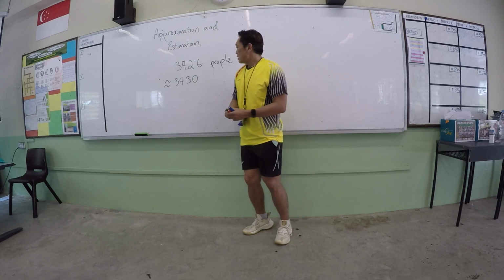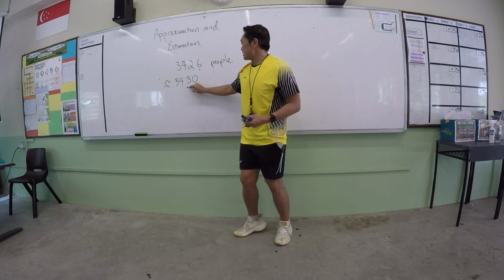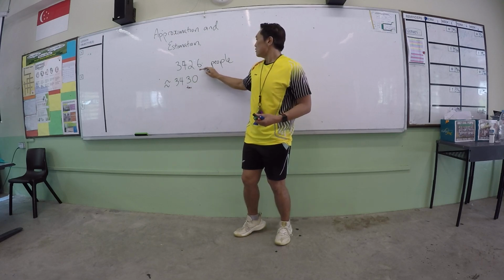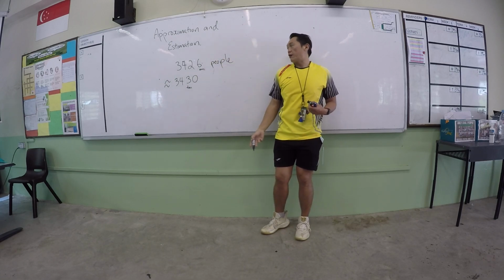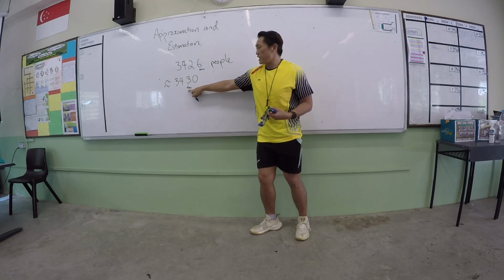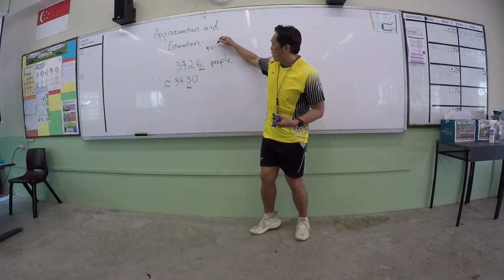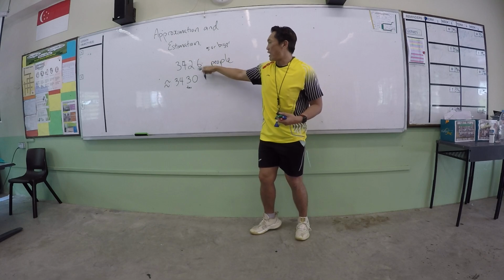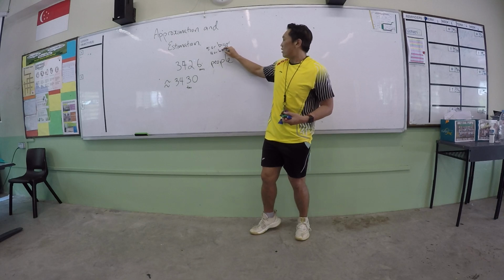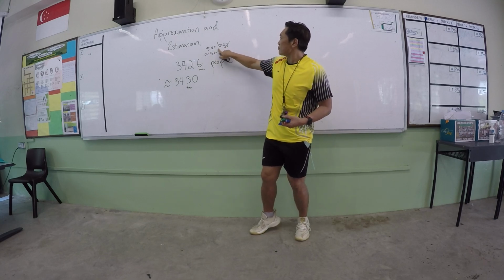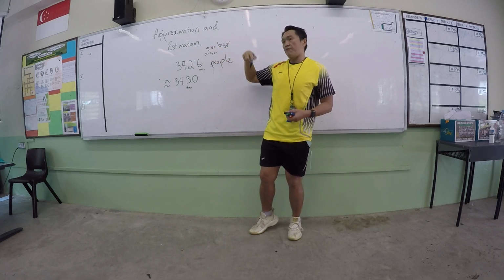So when we don't need to give until the exact 1 people, we give it to the tens. We look at the 1 and then decide to either round up or round down. Okay? So this is accurate to tens. So if this number is 5 or bigger, we round up, meaning 2 becomes 3. If this number is 4 or less, 0 to 4, then we round down. If it's 5 to 9, we round up.